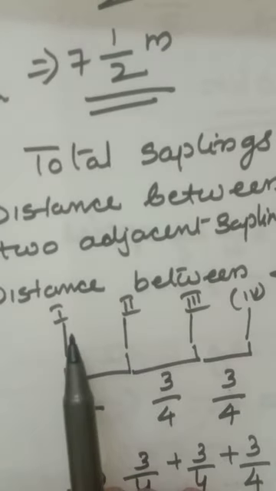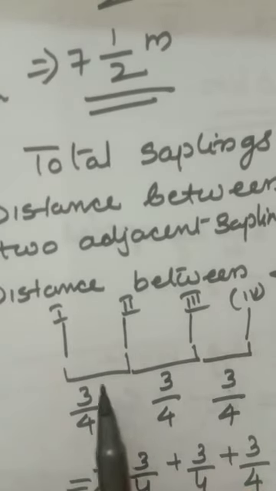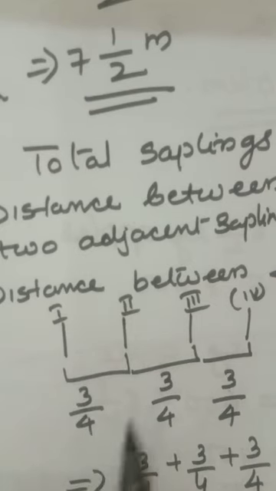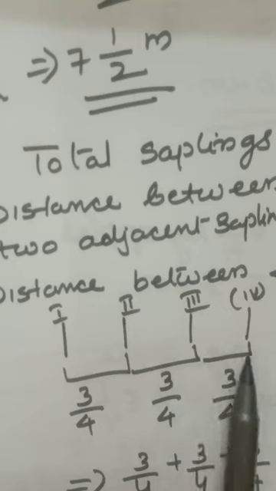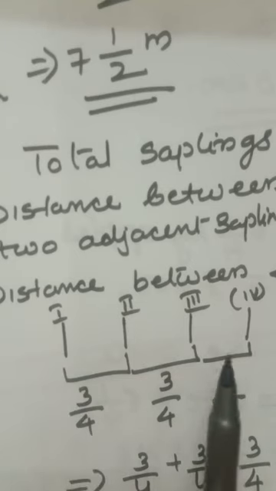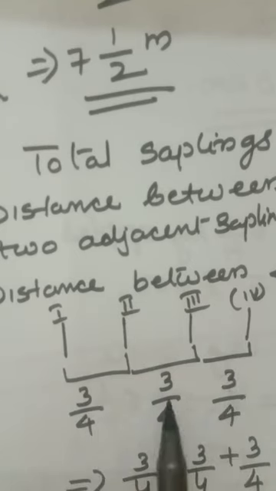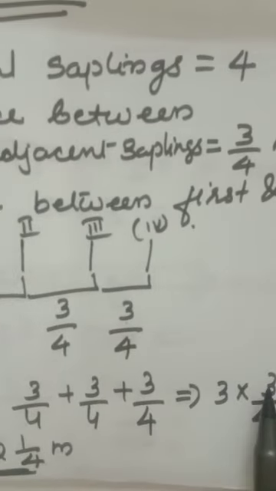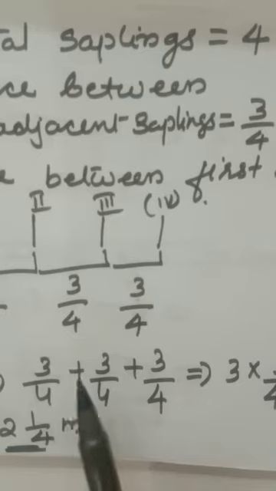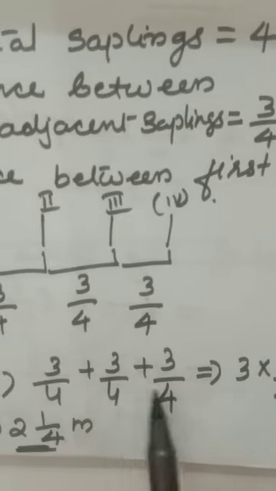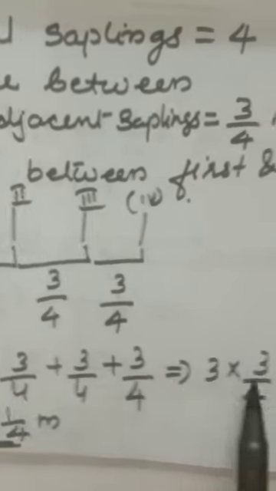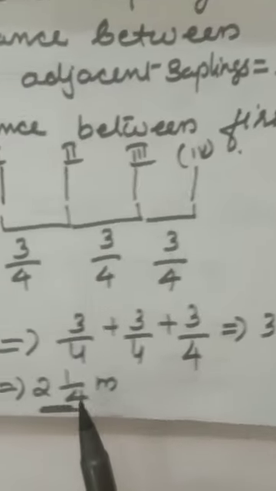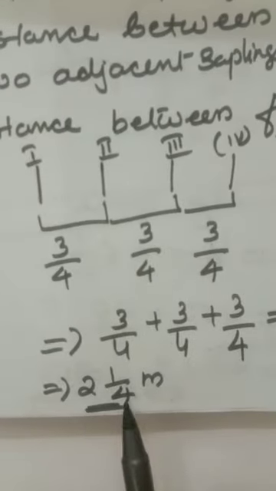See, like that, 4 saplings, first, second, third, fourth. Adjacent sapling distance is 3/4. Here also 3/4, here also 3/4. So here to here, how much? 3/4 plus 3/4 plus 3/4, that is 3/4 into 3. Denominators are same, you have to add the numerators. You will get 9/4, that is 2 and 1/4 meter.